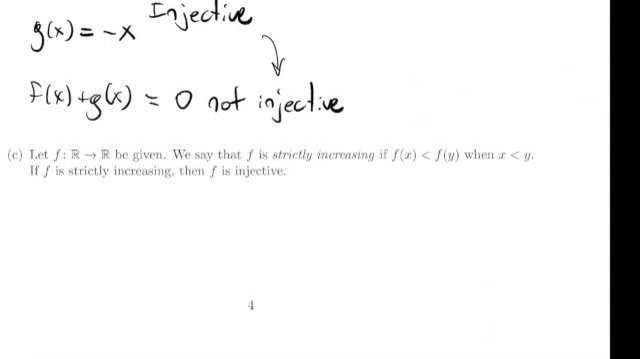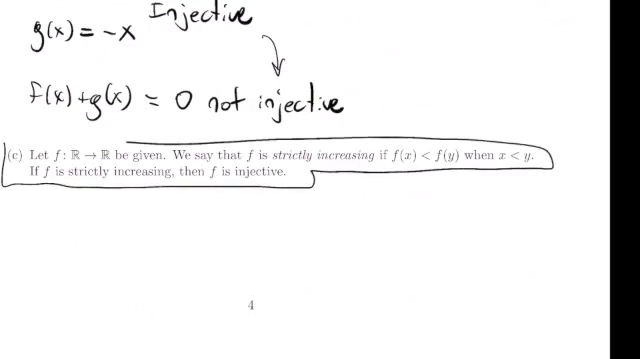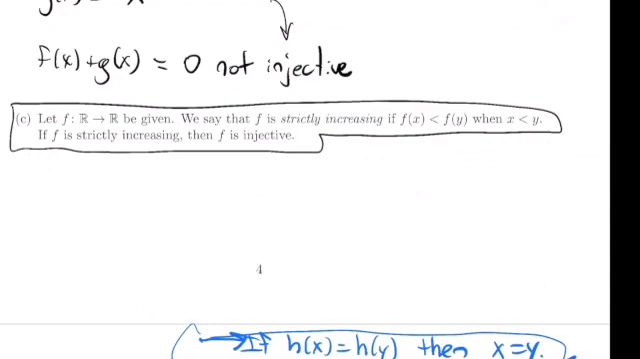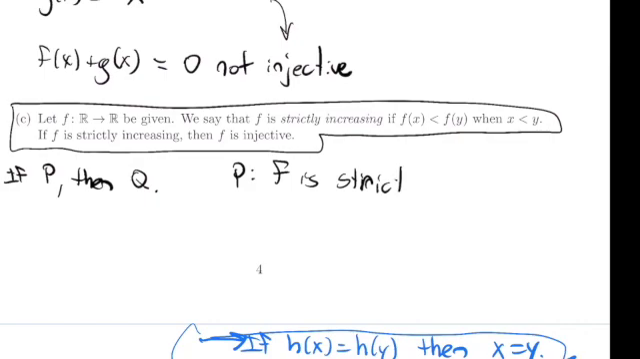I'd like to break you guys back up into the same groups that you were in before, just to see what sort of ideas you might have about trying to prove this one over here. So it's similar to the previous one: what we're trying to prove is if P, then Q, where P is the statement that F is strictly increasing, and Q is the statement that F is injective.